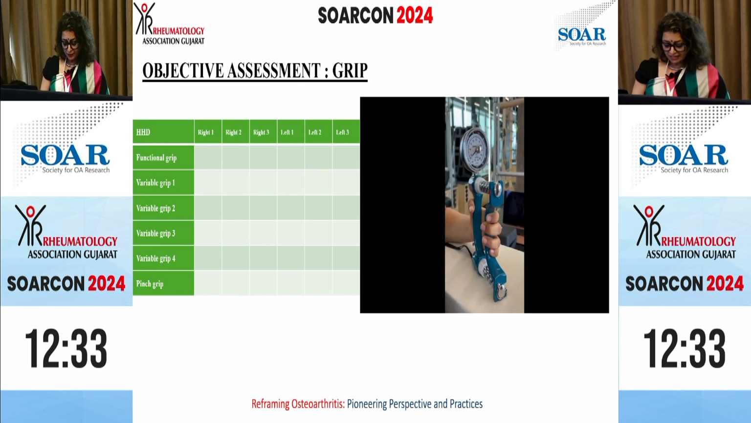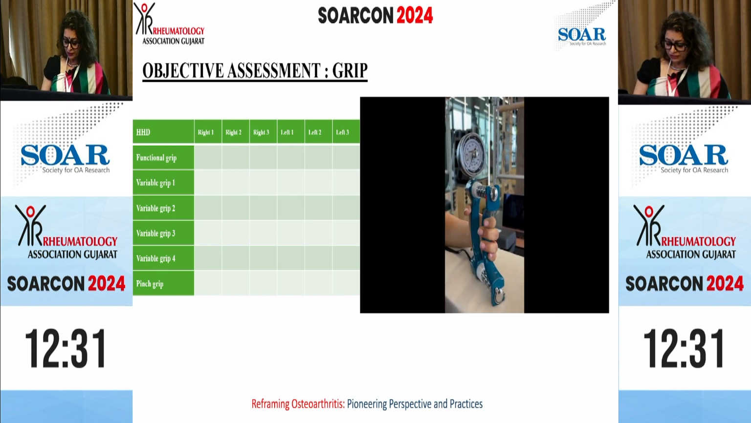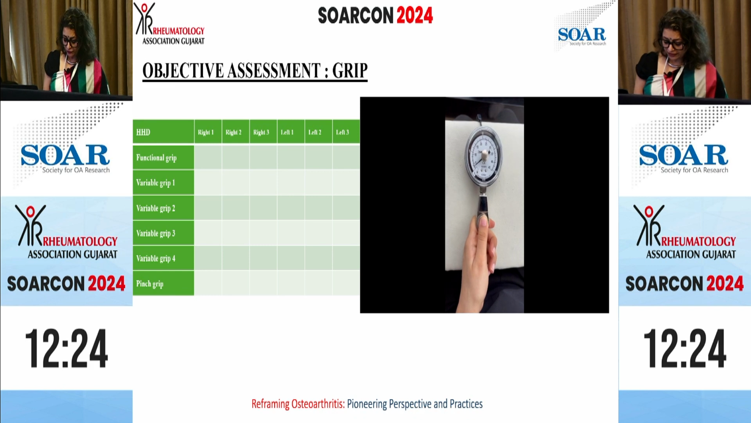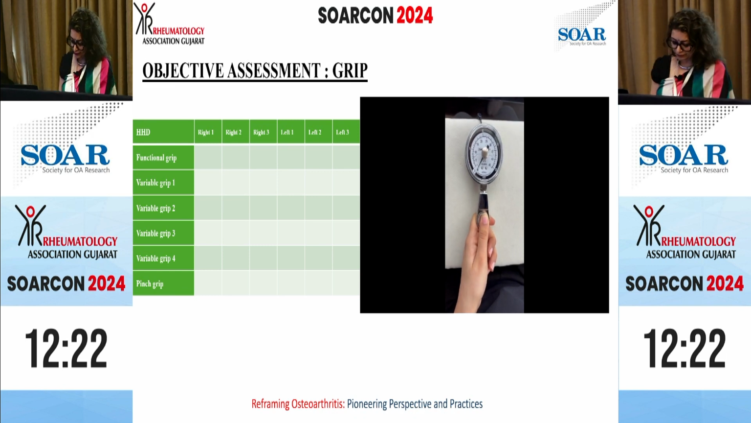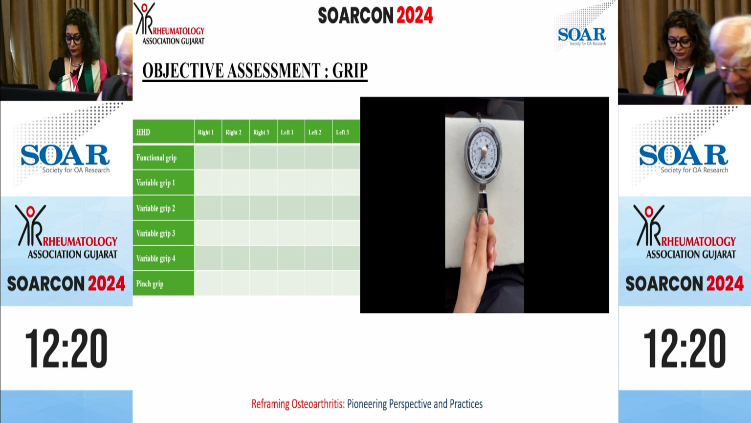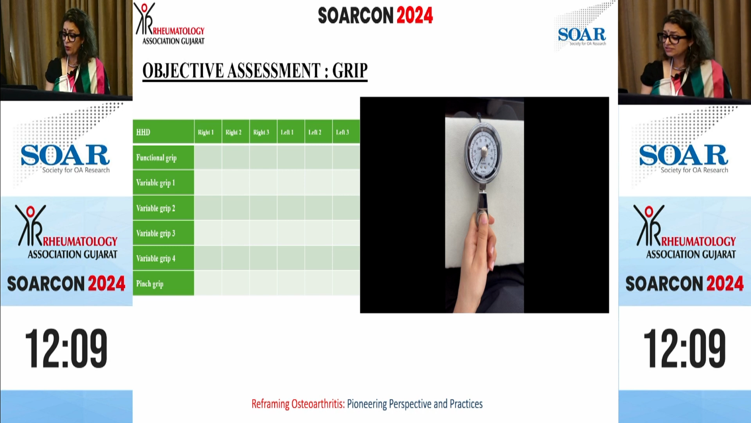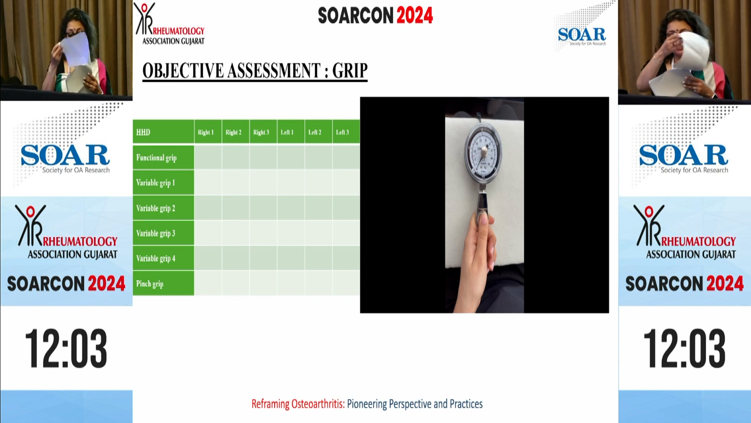The variable grip dynamometer is useful when there are restrictions in the patient's range of motion, which might affect their ability to perform a full grip. It allows for adjusting the grip width or configuration so that the patient can comfortably perform the test in their available range of motion. And the pinch dynamometer measures the pincer precision grip and the lateral precision grip. These dynamometers are very valuable tools in assessing muscle strength as they provide quantitative measurements that help in diagnosing conditions, tracking progress in rehab, and determining functional limitations.